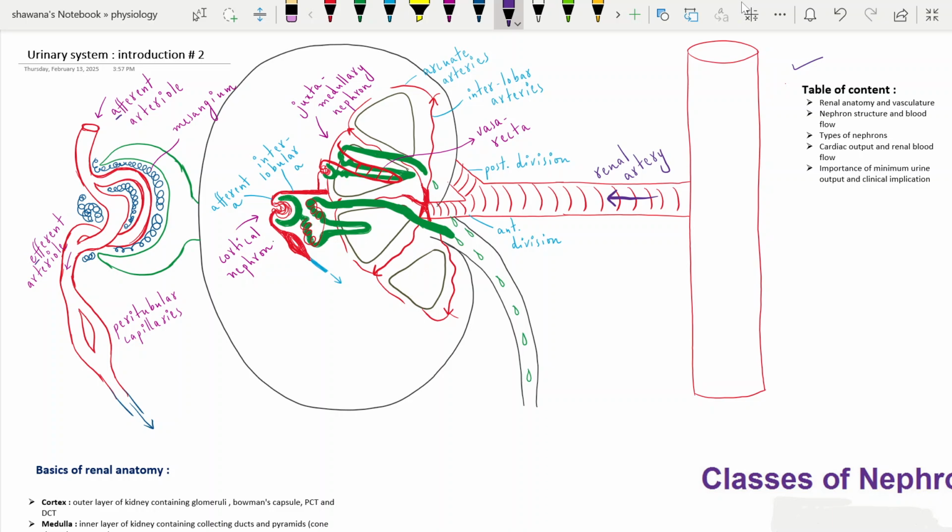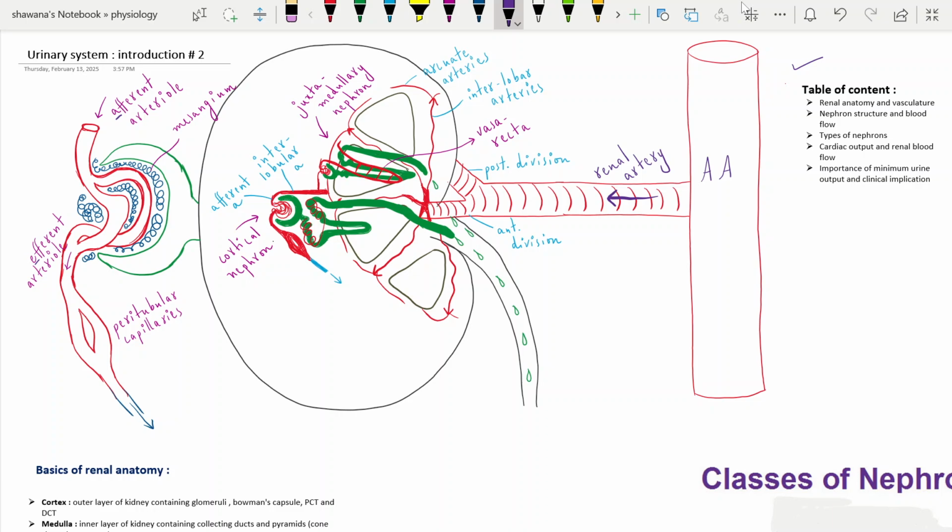So let's get started. First of all, this schematic diagram is representing how the kidney is supplied by the renal artery. This is the abdominal aorta. Projecting from the abdominal aorta is the renal artery, as you can see here, and as it progresses towards the kidney, it divides into the anterior and posterior divisions.